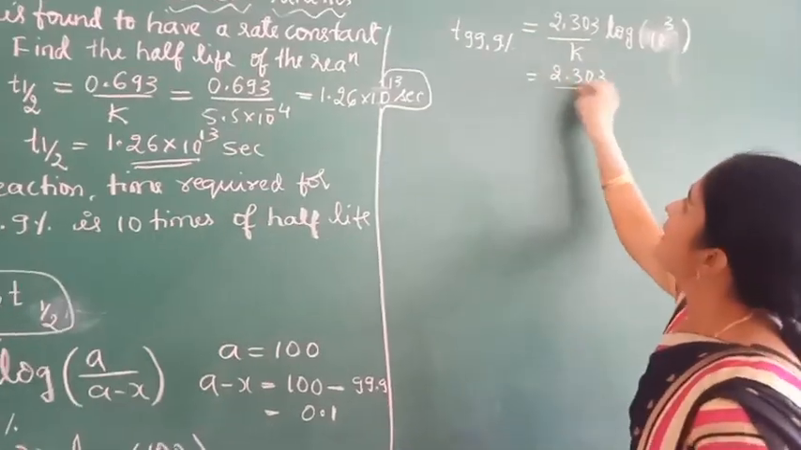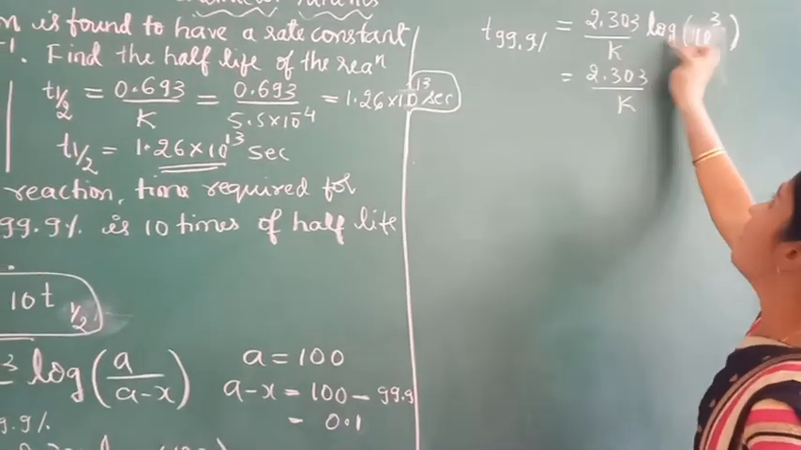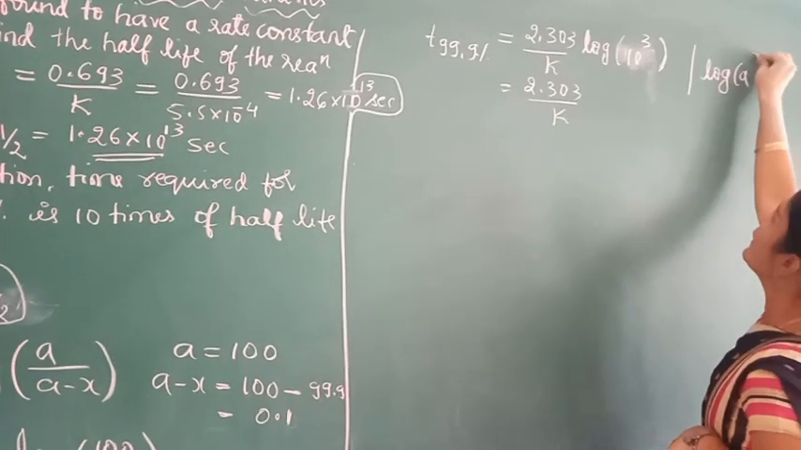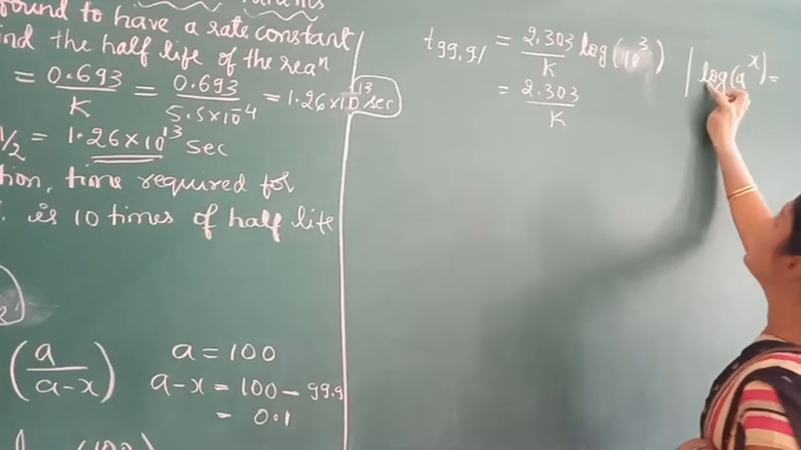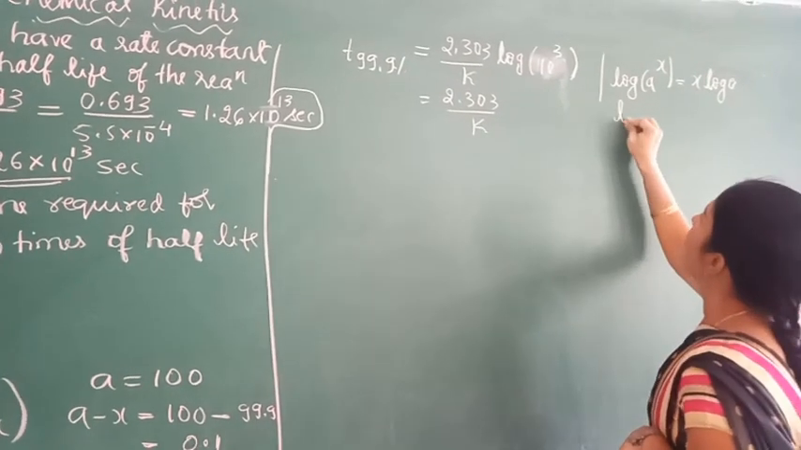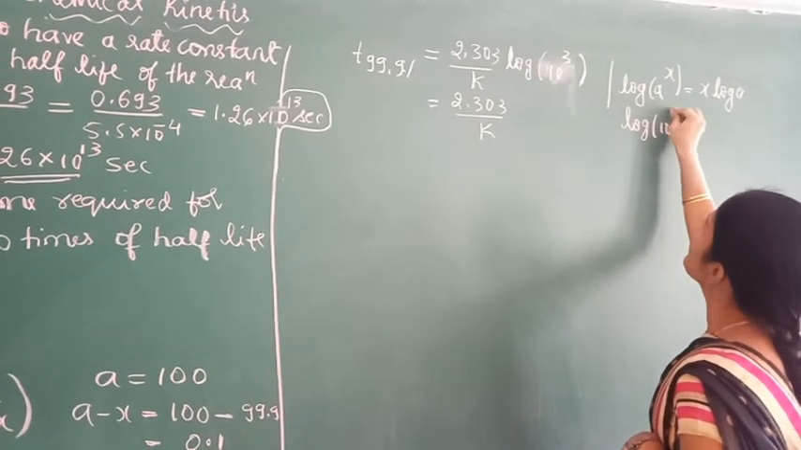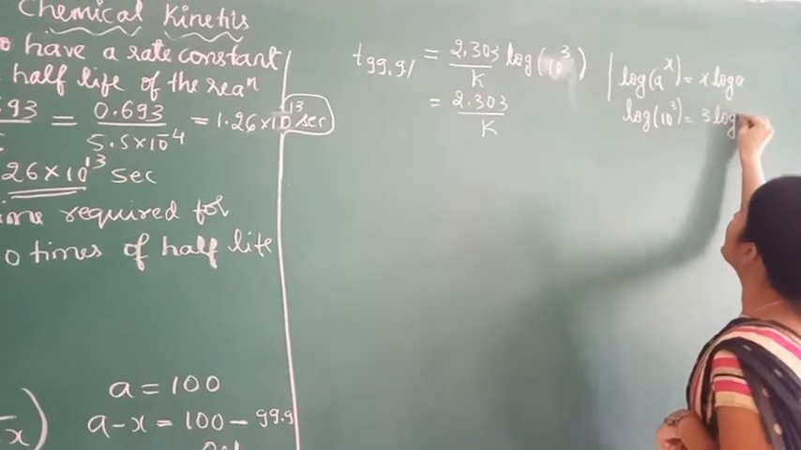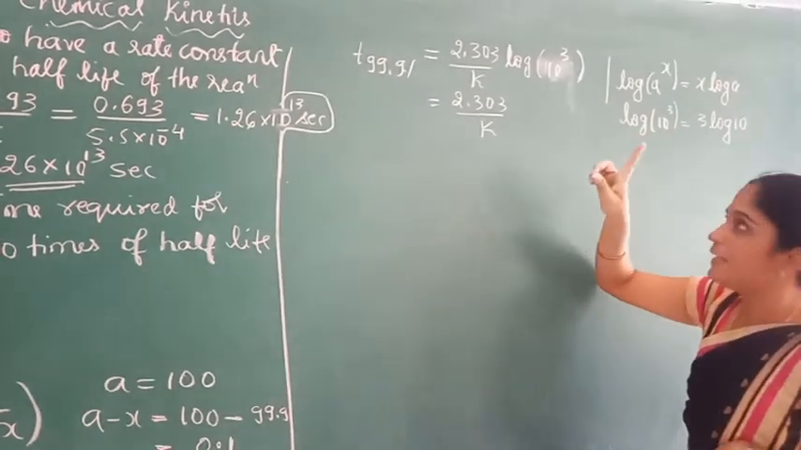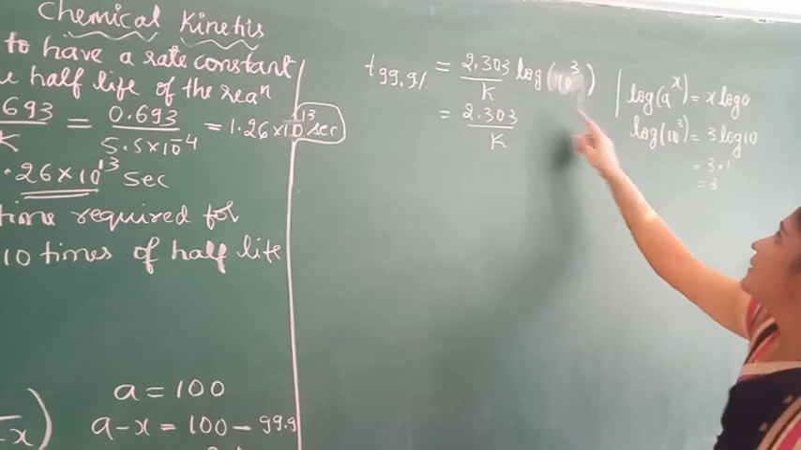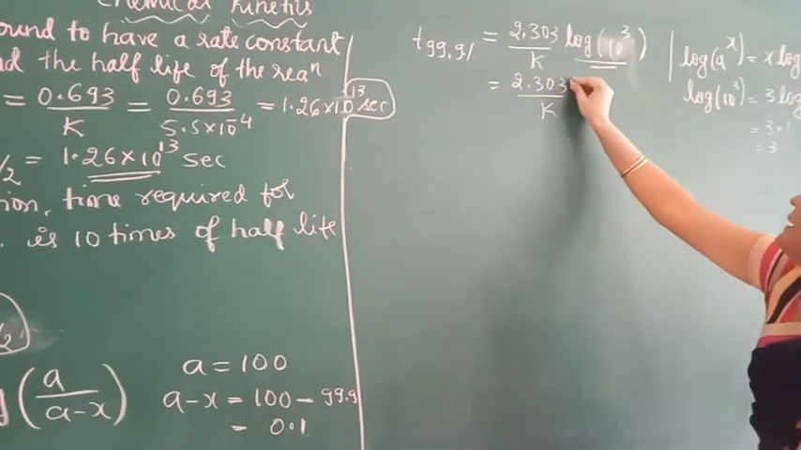2.303/K times log of 10 power 3. This is in the form of log A to the power of X, so it can be written as X log A. So log of 10 power 3 can be written as 3 log 10. The value of log 10 is 1. Therefore 3 into 1 equals 3.